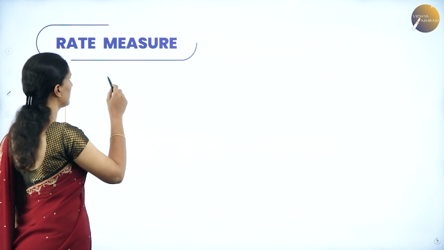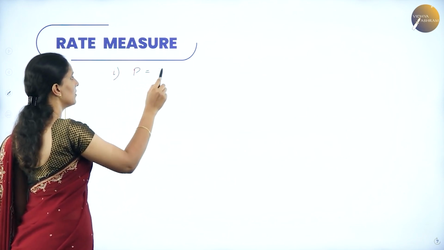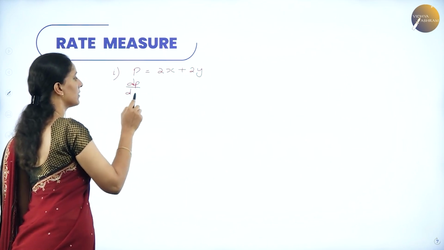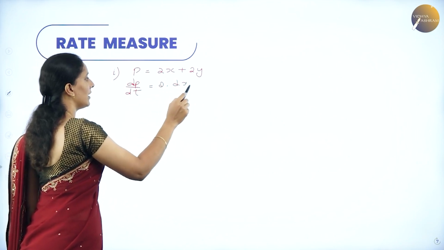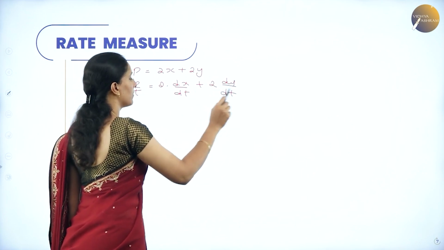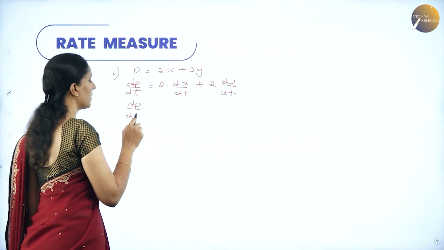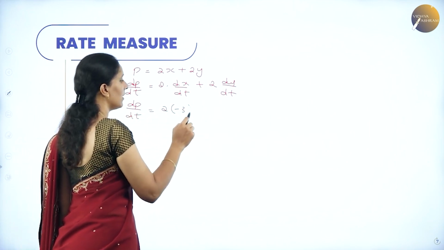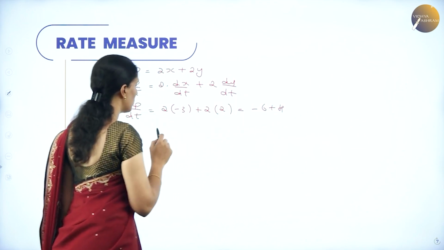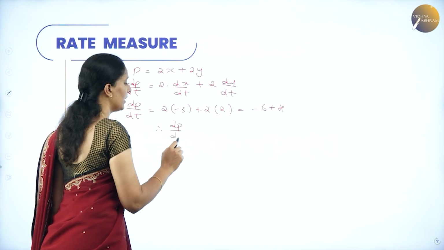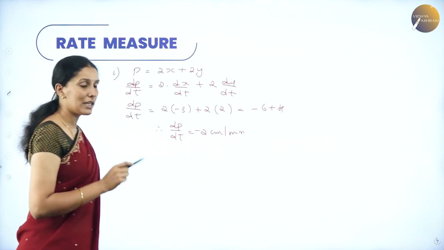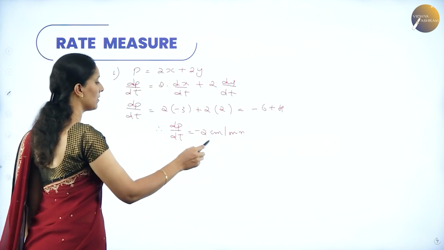So let's calculate. Perimeter is 2x plus 2y. So dp by dt is equal to 2 into dx by dt plus 2 into dy by dt. So dp by dt is equal to 2 into minus 3 plus 2 into 2, which is minus 6 plus 4. So therefore dp by dt here is minus 2 centimeter per minute. So therefore the perimeter is decreasing at the rate of 2 centimeter per minute.